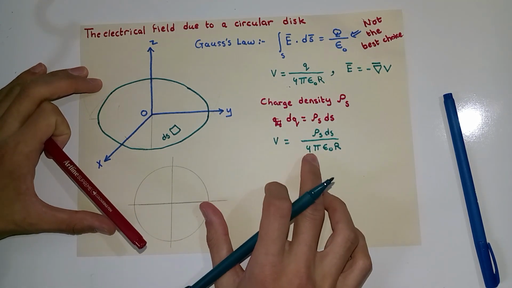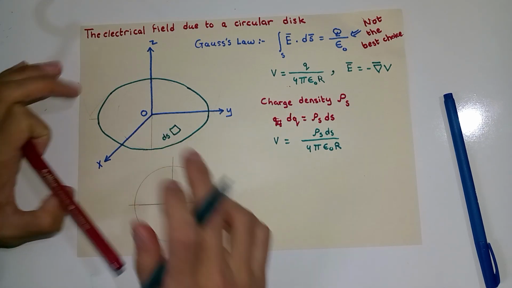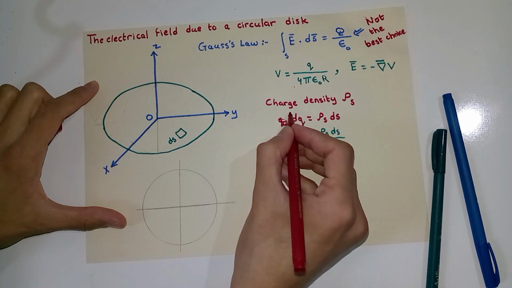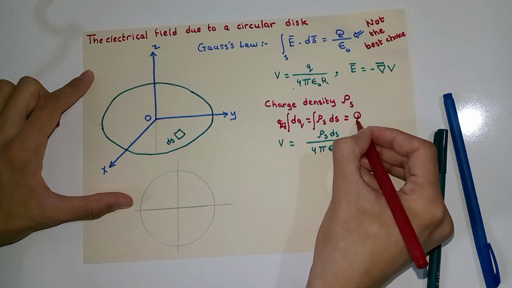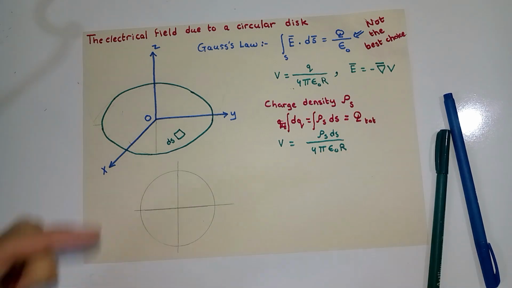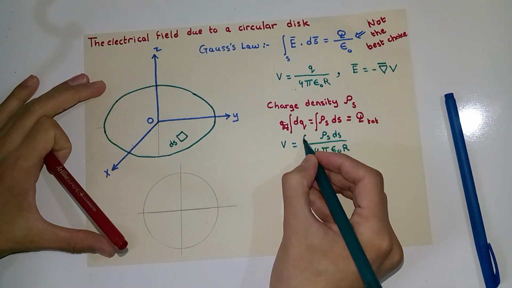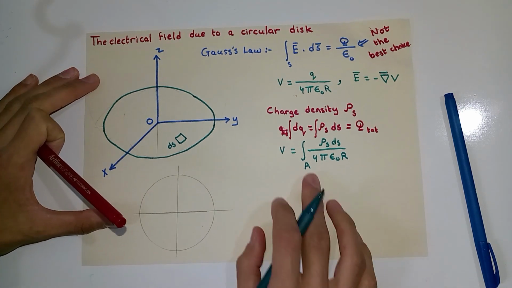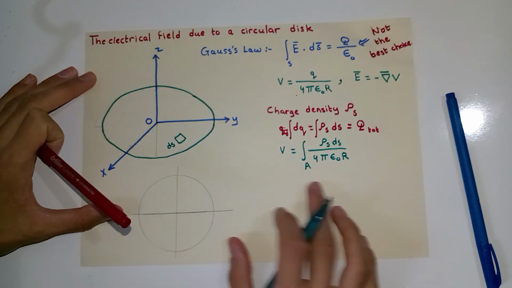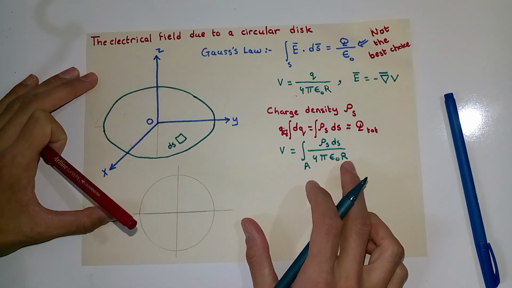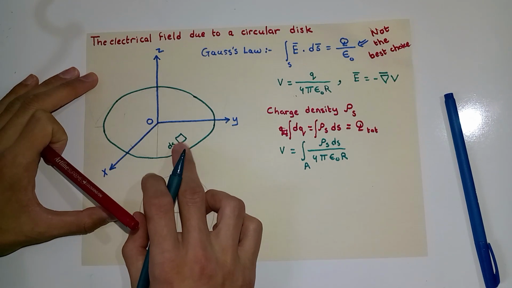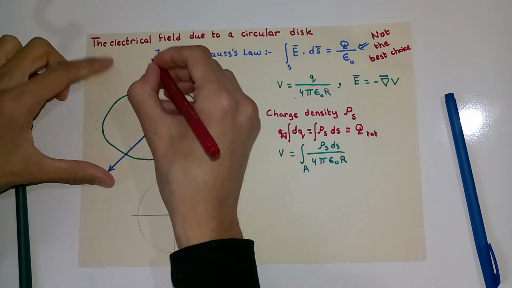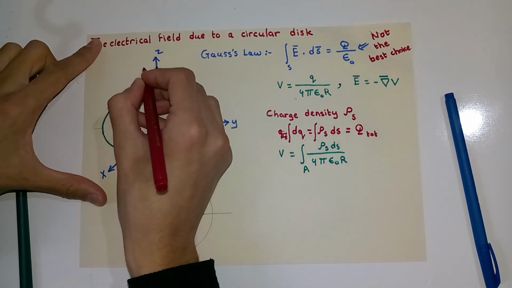This is the potential due to this small piece of charge. Okay, in order to find the potential due to the whole charge, we are going to take the integration to calculate the total charge. Okay, A denotes the area. And R is representing the distance between this small differential area and the point where we want to measure the electric field at. Let's determine this point to be here.